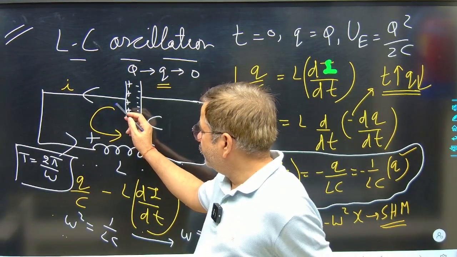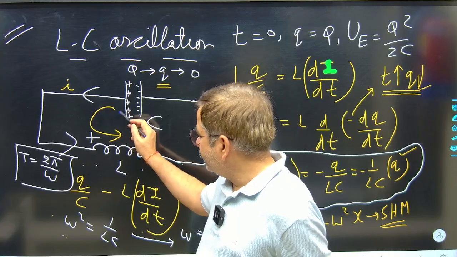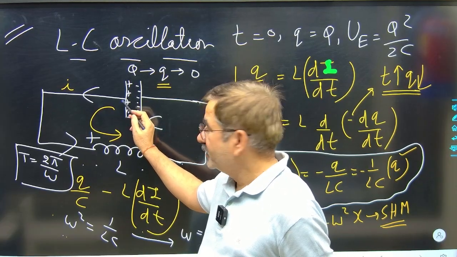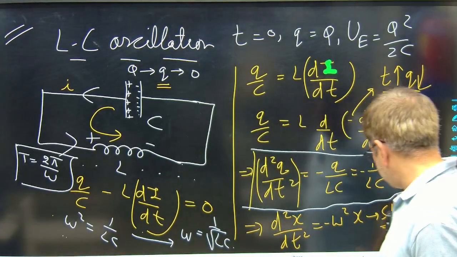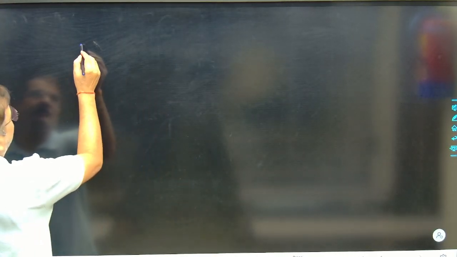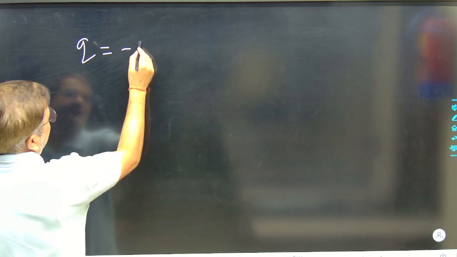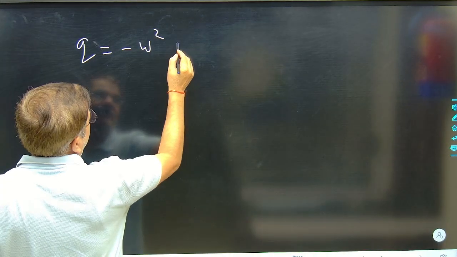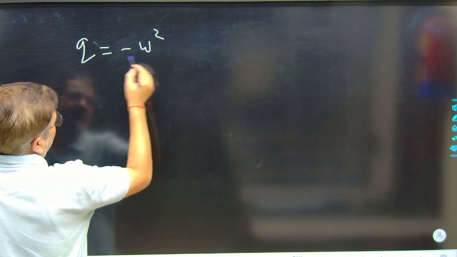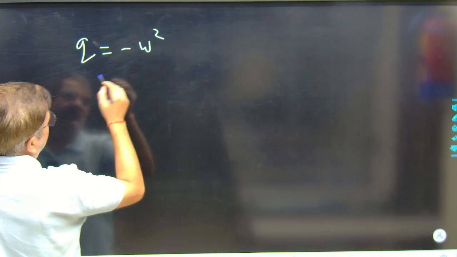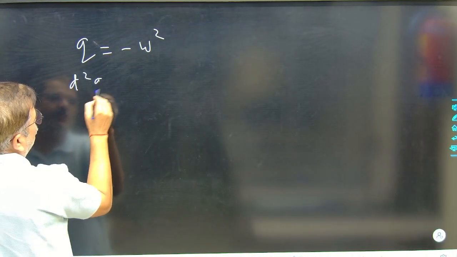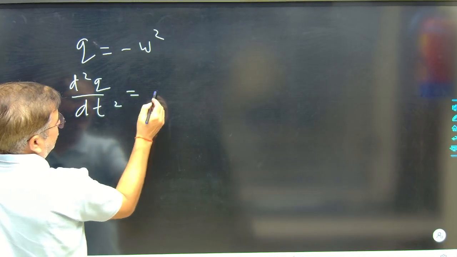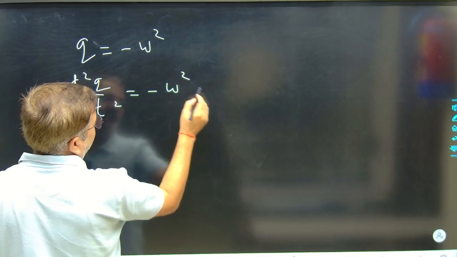What will happen? In 1/4 of the time period, the total charge will flow into the inductor. If I go on the next page, the value of charge in this circuit, d2q by dt square, is equal to minus omega square into q.